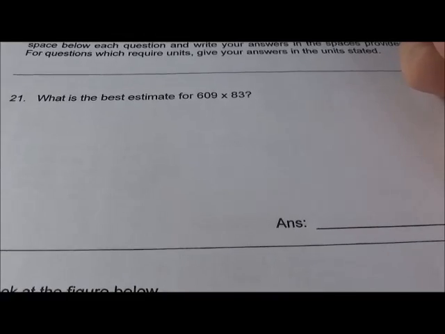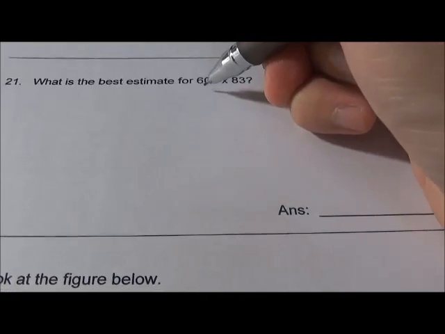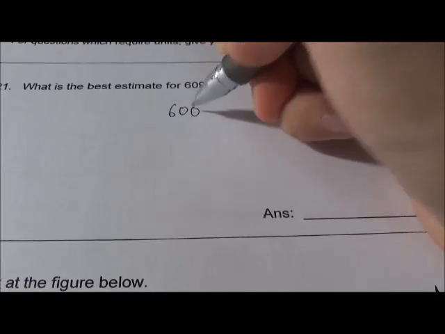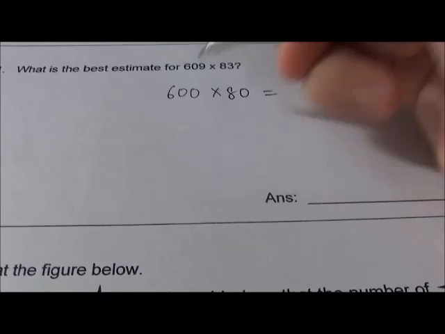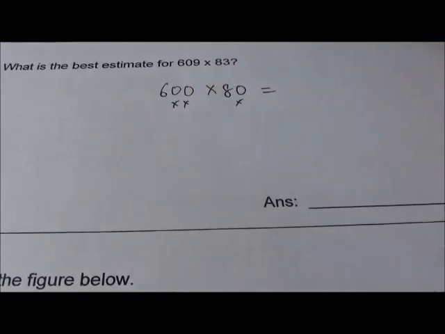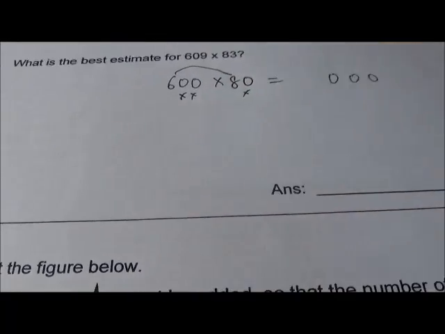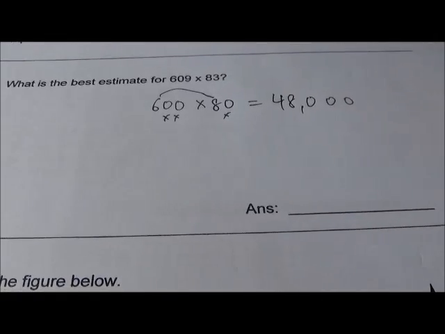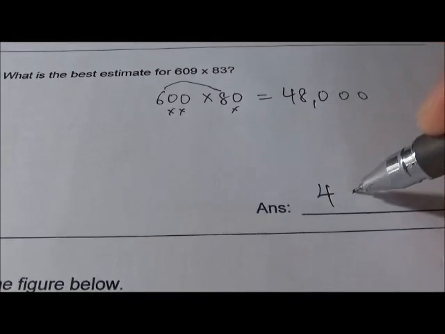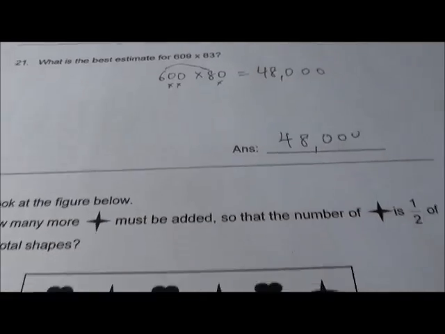Question 21, what is the best estimate for 609 times 83? Okay, so 609, the nearest is about 600, 83 is about 80. There are 3 zeros there, so 1, 2, 3 zeros. 6 times 8 is 48. So our answer is 48,000. Okay, we move on to the next question now.